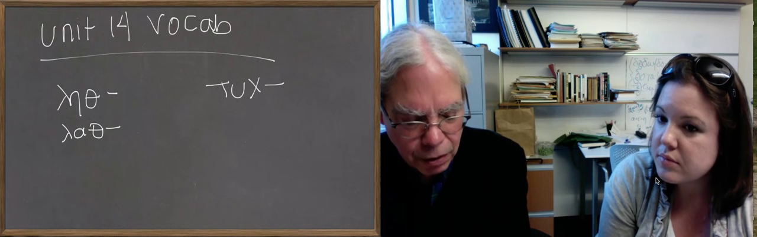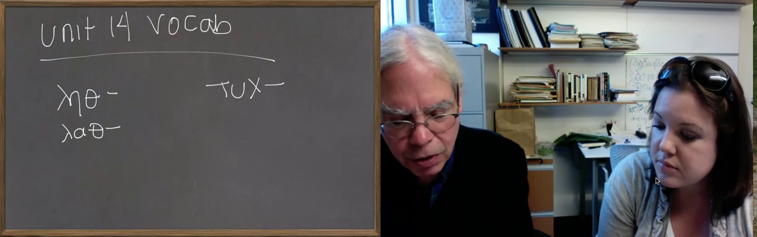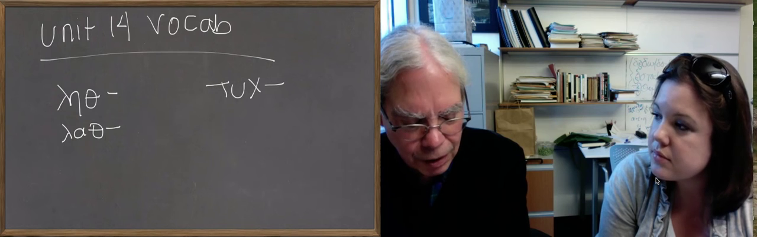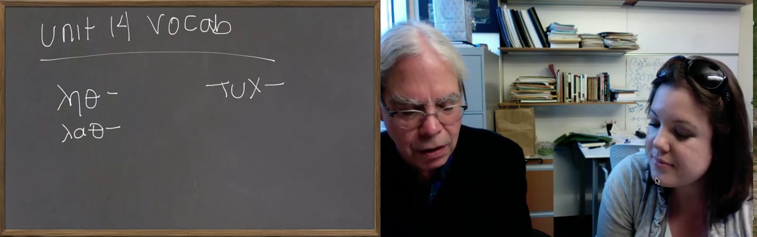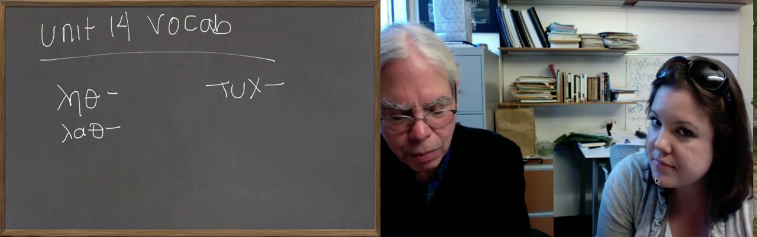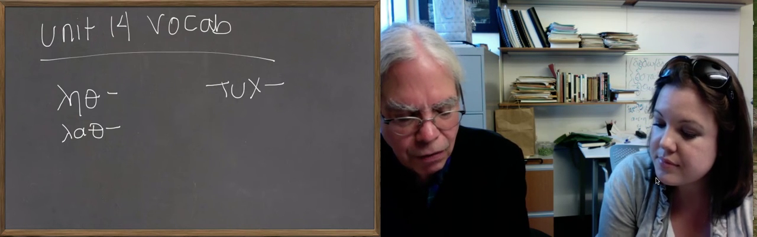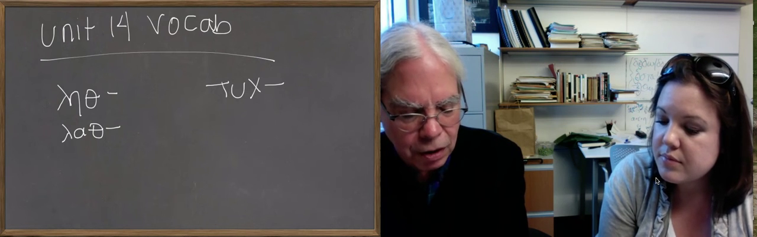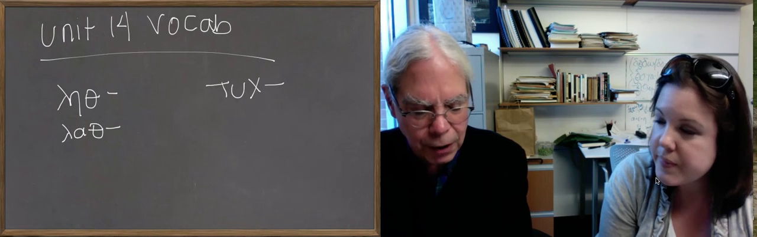And lastly, there's chairo, from the same root as the noun charis, which means to rejoice in, to take pleasure in doing something. Chairo, chaireso is the future. There's a second aorist, echarein, which functions as the aorist of the verb. It means I rejoiced in. And the perfect is I have rejoiced in, kechareka.